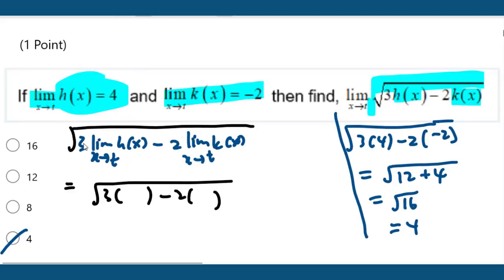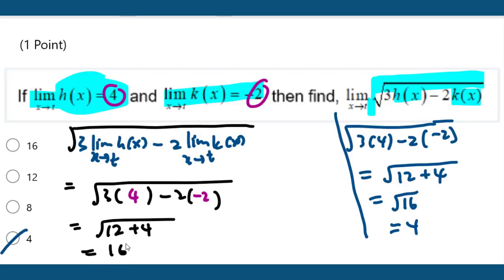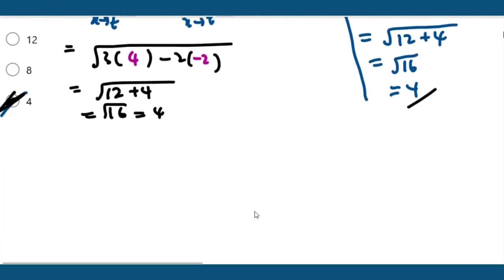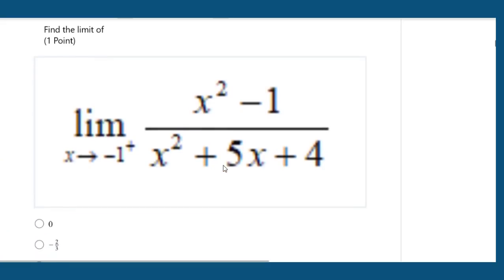So here it is given, here is 4, right? 4, negative 2. Then simplify and get the answer, which is 4. Okay, so you have two methods. For objective questions, you can take this one, which is faster than this. Okay, number 2 is find the limit of this one.